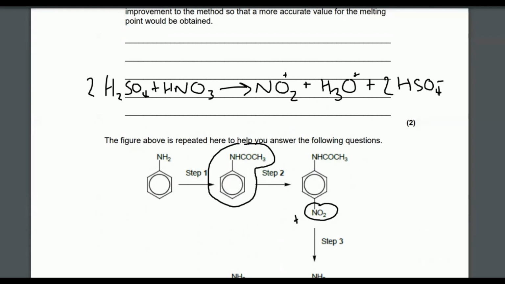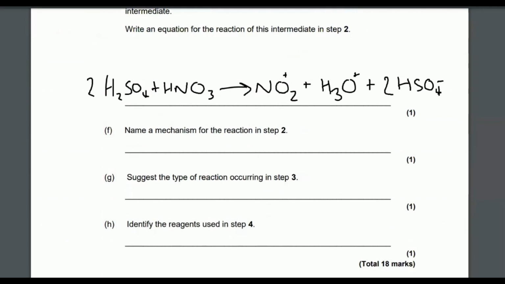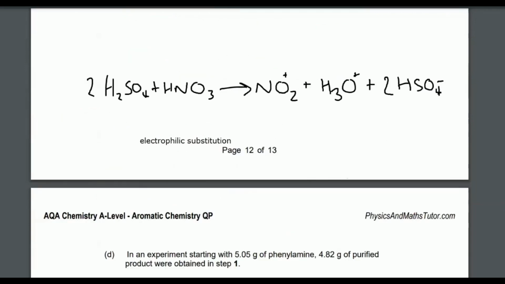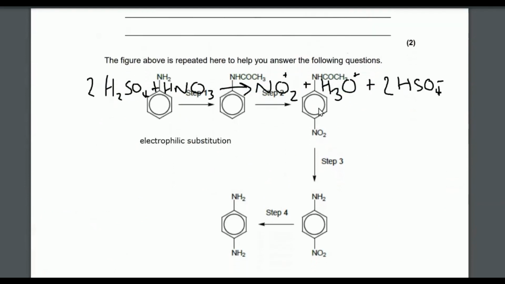Next part to the question, name a mechanism for the reaction in step 2. This is going to be electrophilic substitution, and that's because you're swapping a hydrogen atom for the NO2 around the outside of the benzene ring. Right, suggest the type of reaction occurring in step 3, and identify the reagents in step 4. Let's zing to step 3.